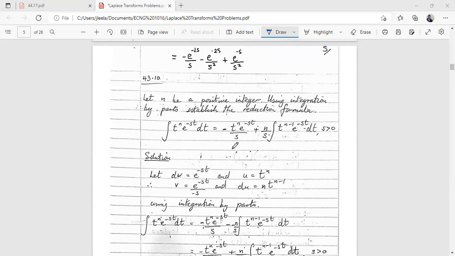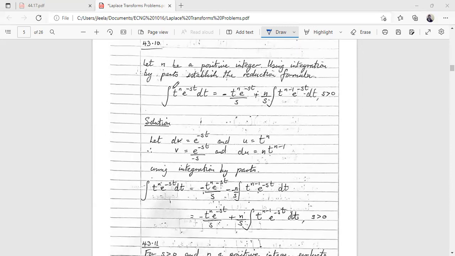Let n be a positive integer. Using integration by parts, establish the reduction formula. So the indefinite integral of t to the n e to the minus st dt is minus t to the n e to the minus st over s plus n over s times the integral of t to the n minus 1 e to the minus st dt, for s greater than 0, right?